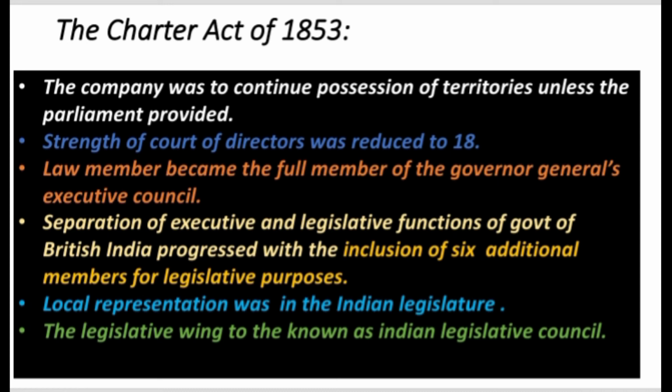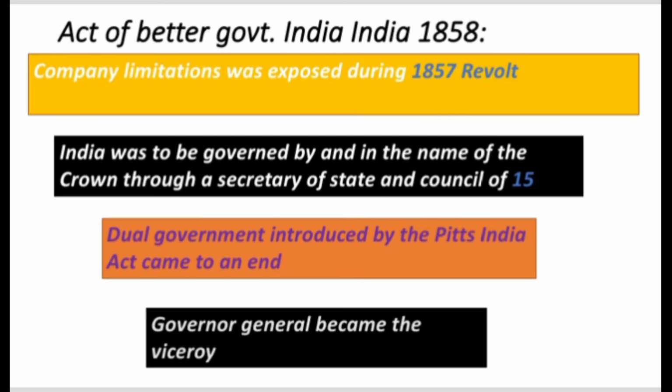However, a law to be promulgated needed the assent of the Governor General, and the Governor General could veto any bill of the Legislative Council. After that, the Act for the Better Government of India 1858 came, after the Revolt of 1857 exposed the company's limitations in administrating under complex situations. Till then, there had not been much accountability, and the Act of 1858 sought to rectify this.